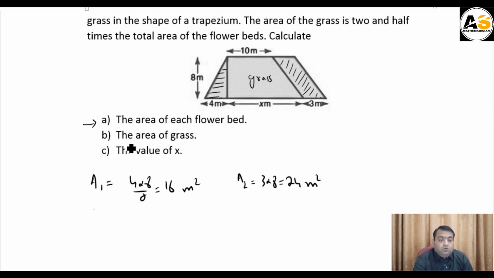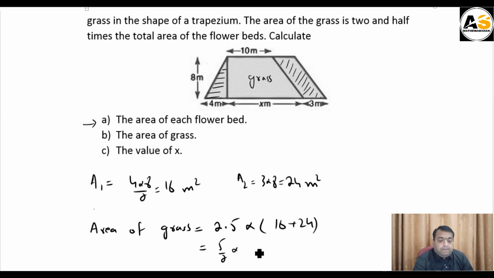In part 2, we have to find the area of grass. We are given that area of grass is 2.5 times area of flower beds, which is 100 meter square. So area of grass is 100 meter square.